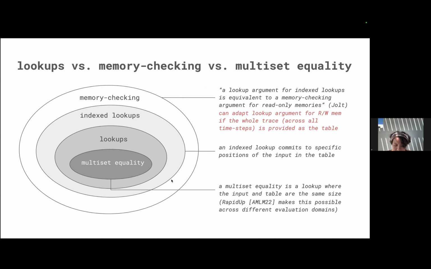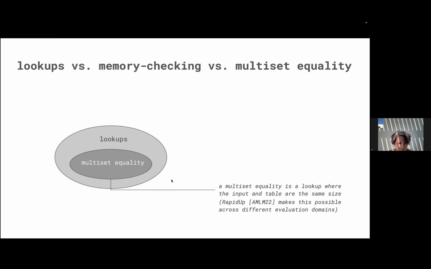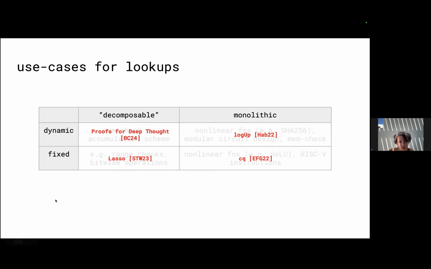Whereas the general memory checking argument requires the ability to update the lookup, so to update the table. So basically it would not work in the pre-processing setting that Lasso and CQ are optimized for.